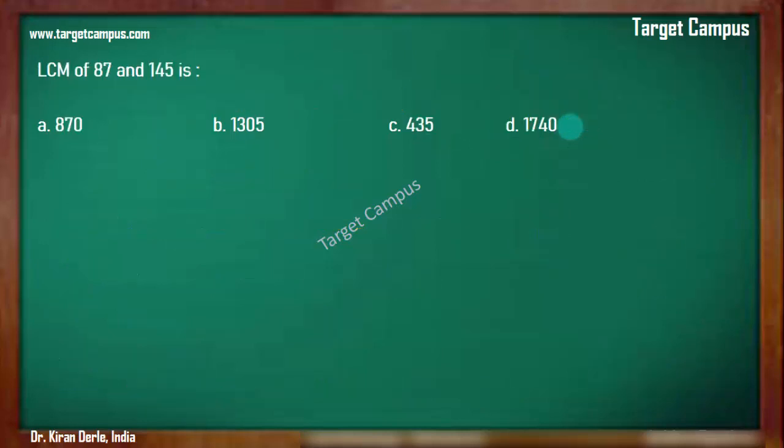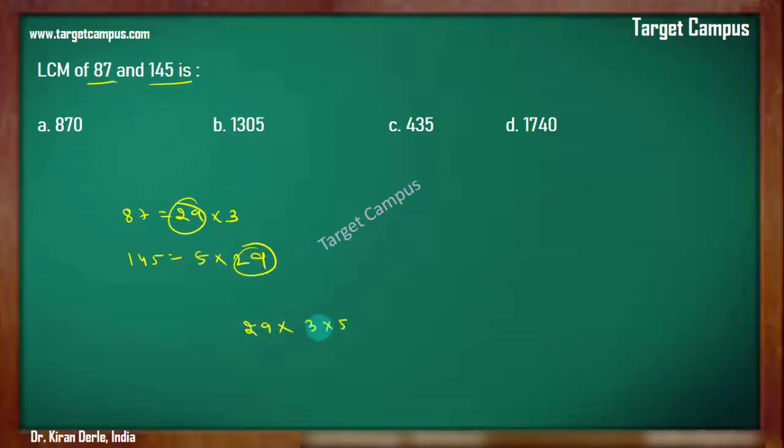Fine. LCM of 87 and 145. 87 is actually 29 into 3, and 145 is 5 into 29. Yes, 29 is common. What is asked is the LCM? So common is 29, and uncommon also. In case of LCM, uncommon also. In case of HCF, only common, and that too of lowest power. So this into this into this.